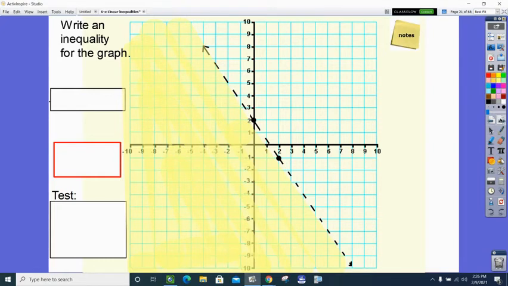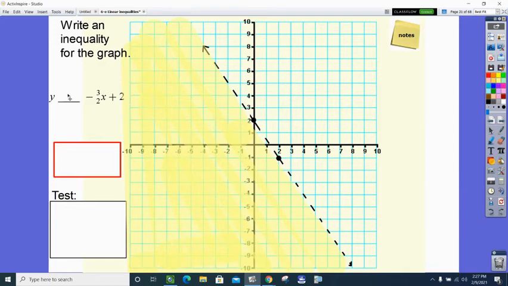So let's go backwards. This time I'm going to give you the inequality with the shading, and I'm going to ask you to write the inequality. The first thing I do is find the y-intercept and the slope. So the y-intercept is 2, and my slope is down 1, down 2, down 3, so -3 over 2. So I'm going to start with this idea.